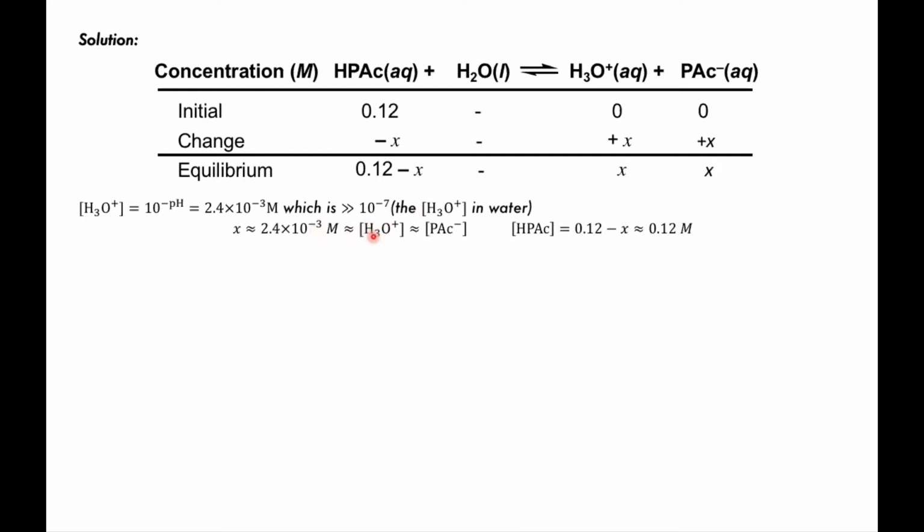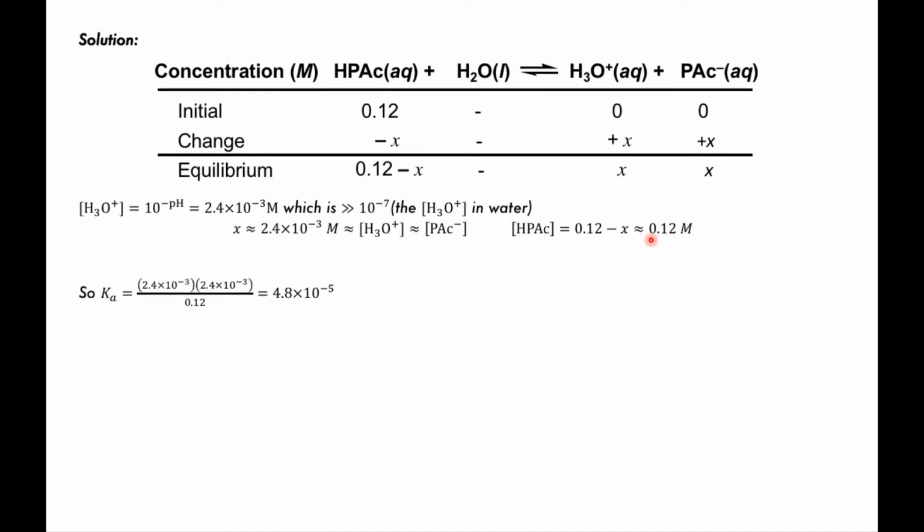So that's going to be approximately the hydronium ion concentration, which is going to be the same as approximately the phenyl acetate concentration. And why is that? Well, for every hydronium that's produced from phenylacetic acid, there must also be a phenyl acetate anion created as well. So that means that our final equilibrium concentration of phenylacetic acid is going to be 0.12 minus X, which is approximately going to be equal to 0.12 molar.